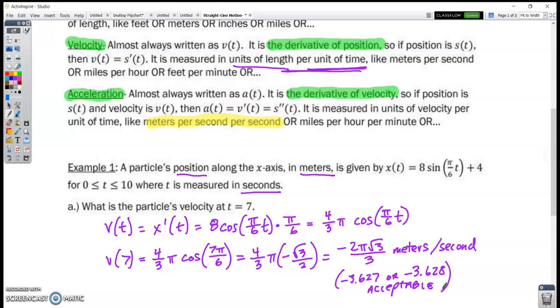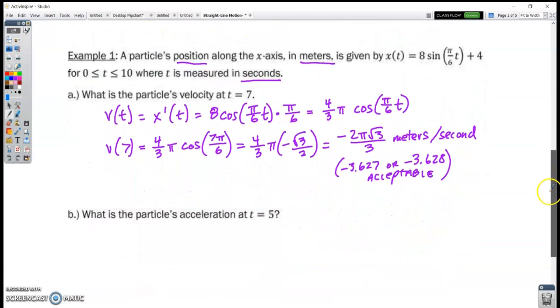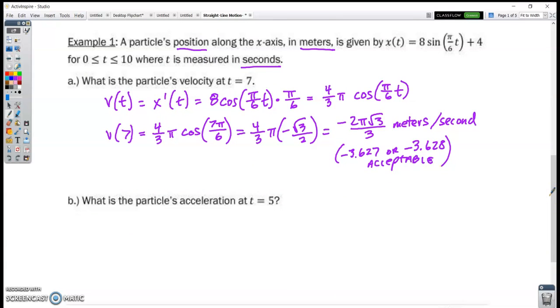All right, part B of this example. What is the particle's acceleration at time t equals 5? Okay, so first I need to get the acceleration function. Acceleration is the derivative of velocity. So all I'm going to do is take my velocity function, use the simplified form from right up here, and take the derivative of that in order to get my acceleration function.